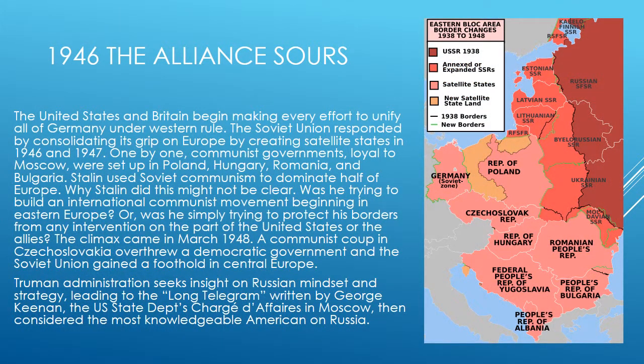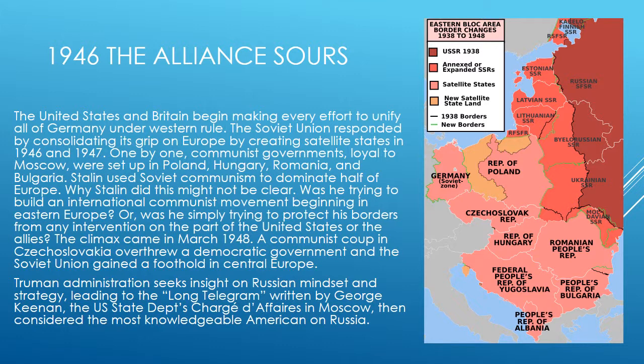A couple years later, in 46 and 47, things really sour. The Russians set up puppet states in most of Eastern Europe, Hungary, Romania, Poland, and finally in 48 in Czechoslovakia. At the same time, the British and the U.S. and France rolled their spheres of influence in Germany into a single entity.